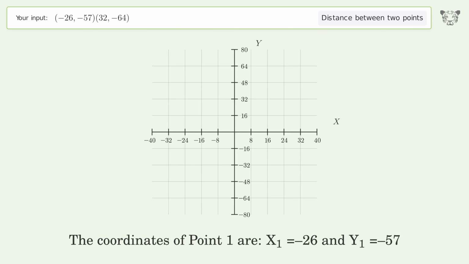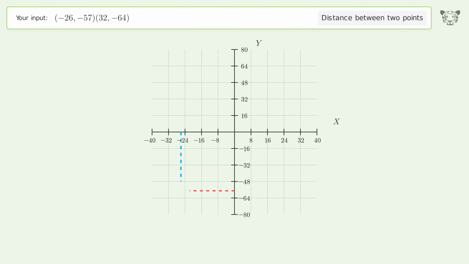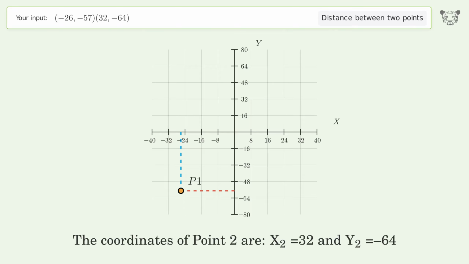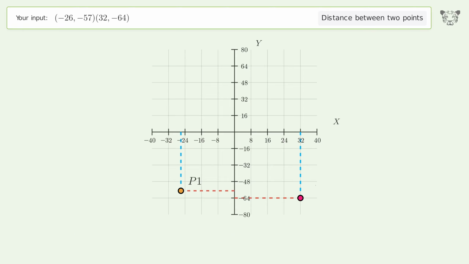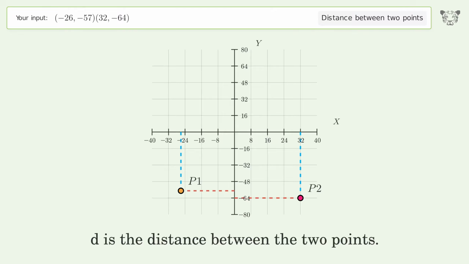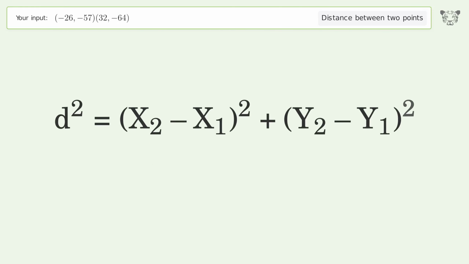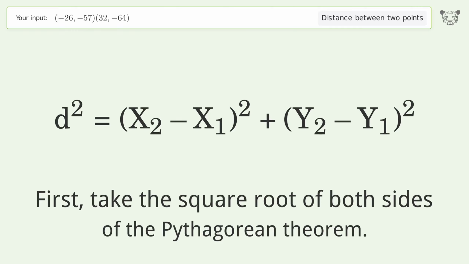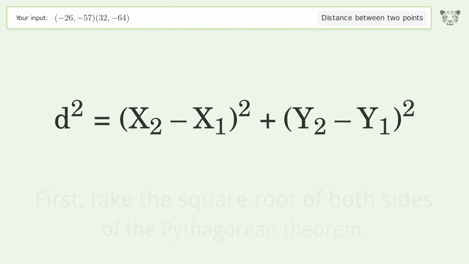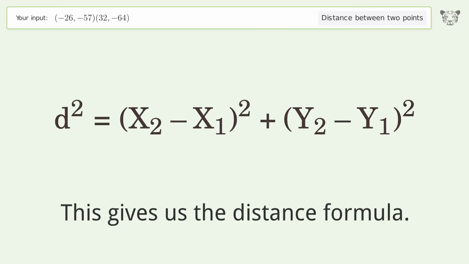The coordinates of point 1 are x1 equals -26 and y1 equals -57. The coordinates of point 2 are x2 equals 32 and y2 equals -64. D is the distance between the 2 points. First, take the square root of both sides of the Pythagorean theorem. This gives us the distance formula.